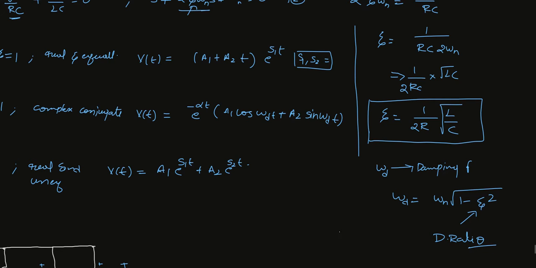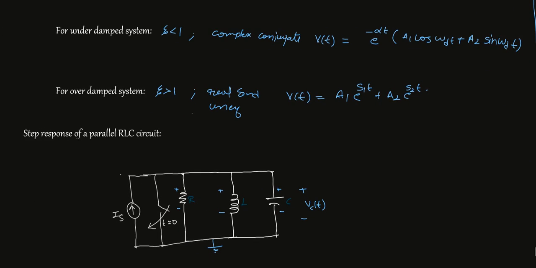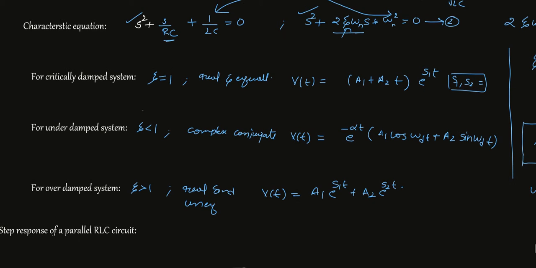So these are the different types of equations. This is similar to the series RLC circuit. The only difference is that here we get the voltage response, whereas in the series RLC circuit we get only the current response, and from the current response we can get the voltage response.